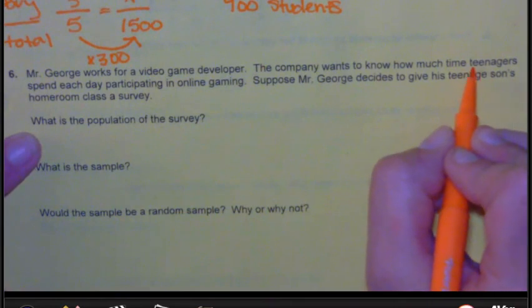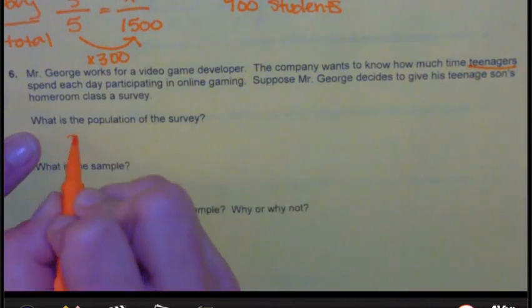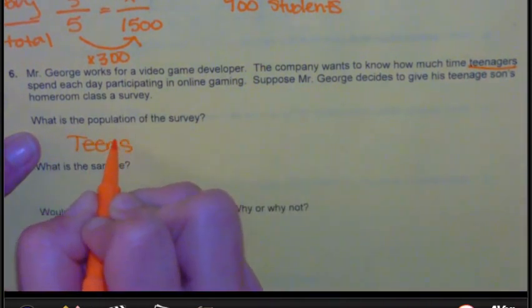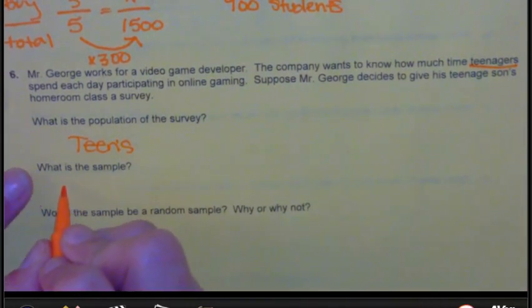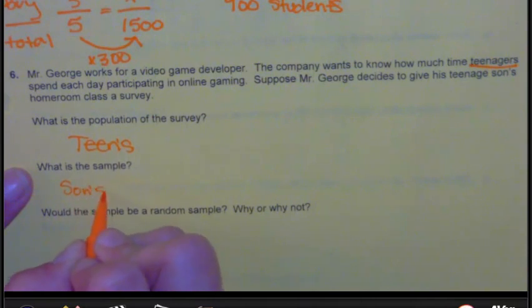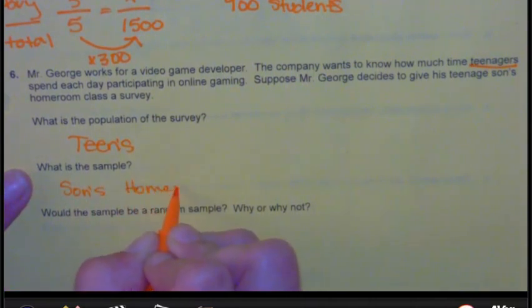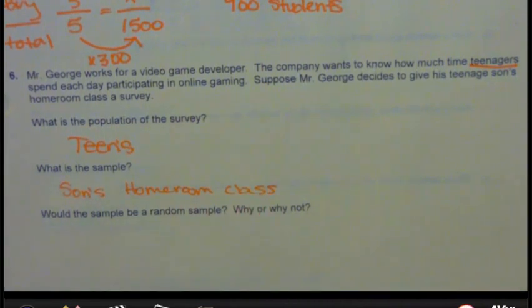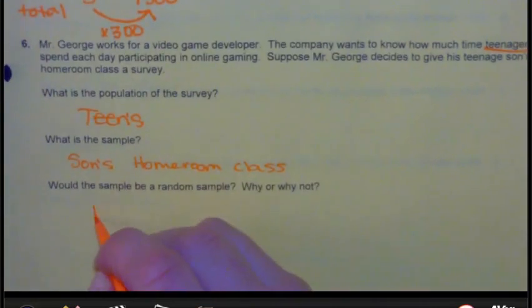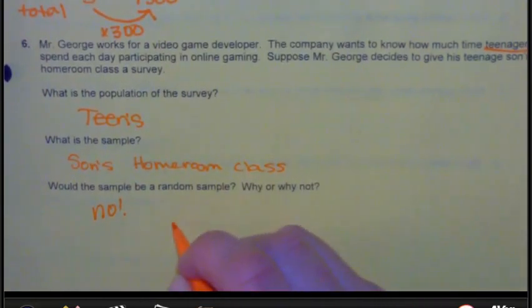Well, it looks like the company wants to know for teens. So my population is teens. The sample is this son's homeroom class. And would this be considered a random sample? The answer is no. Okay?